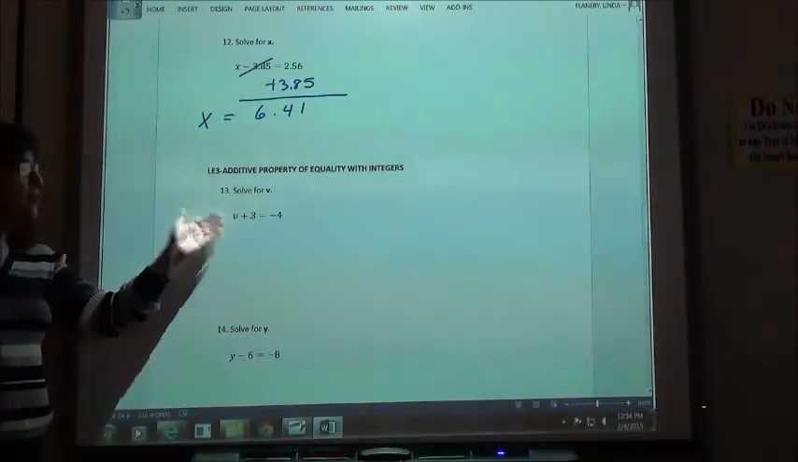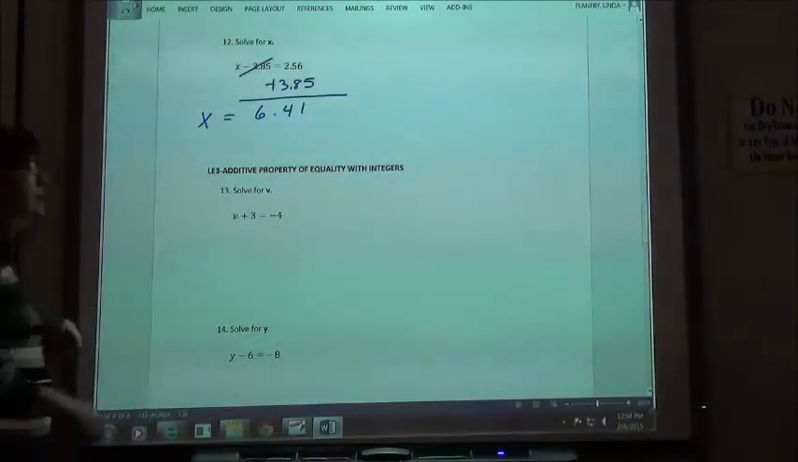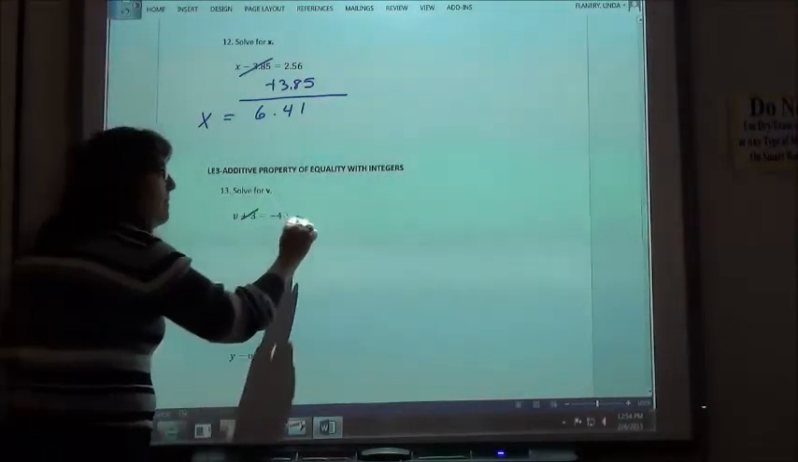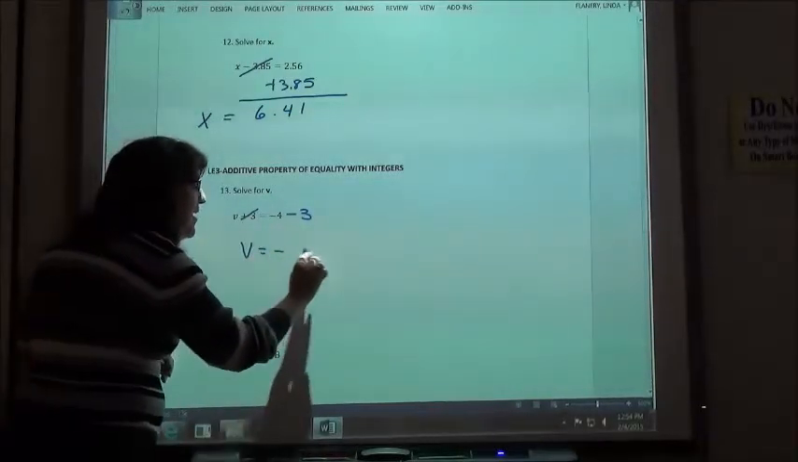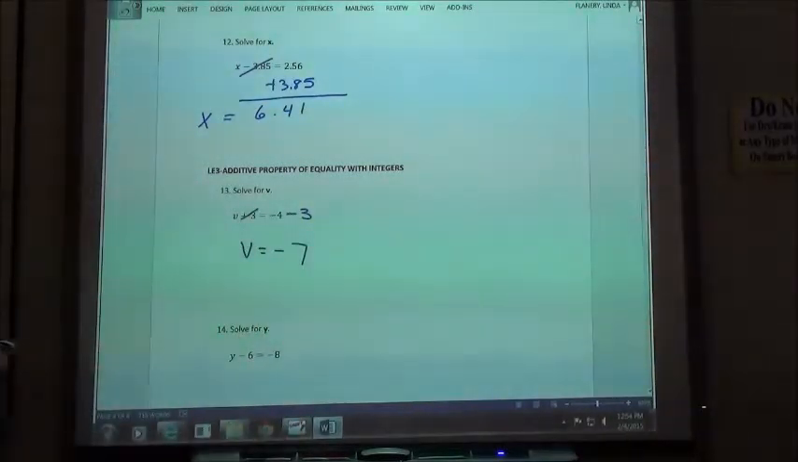If I want to solve this for v, I'm going to minus the 3, right? Subtract the 3. So a negative 4 minus a 3 gives me negative 7, because I have to add and keep my signs since they're both negative, right?